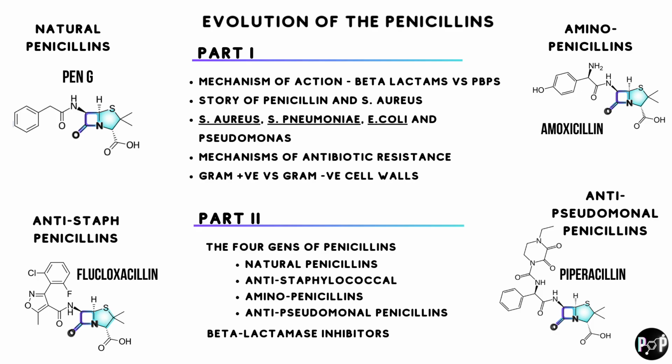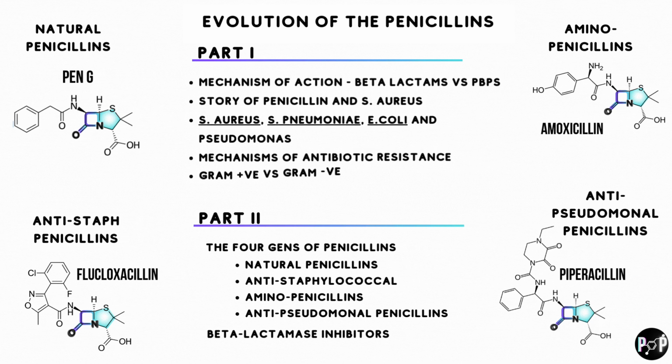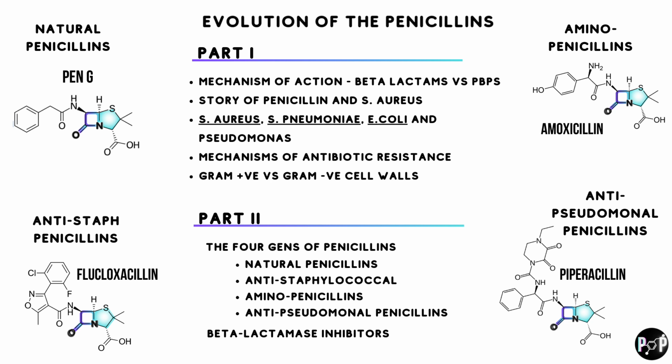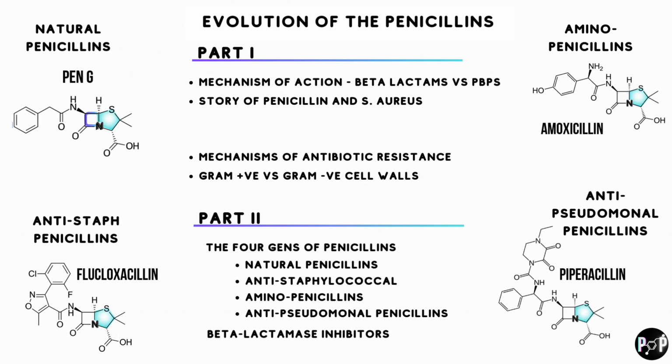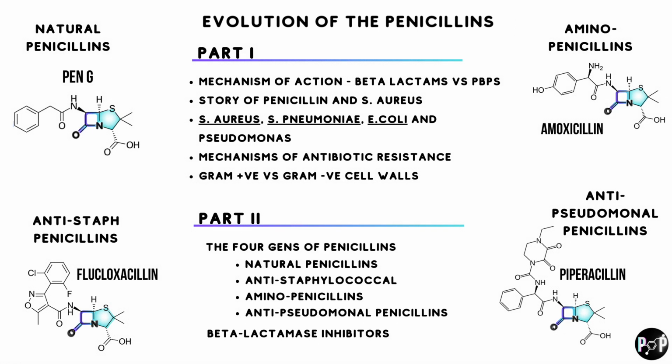The first part is introductory, where I will go over the basics including beta-lactam, mechanisms of action, and penicillin binding proteins. I will be using these 4 organisms, so that's Staph aureus, Strep pneumoniae, E. coli, and Pseudomonas, to describe the activities of the different penicillin groups. So I'll briefly go over their key features, mechanisms of antibiotic resistance, and gram-positive versus gram-negative cell walls.